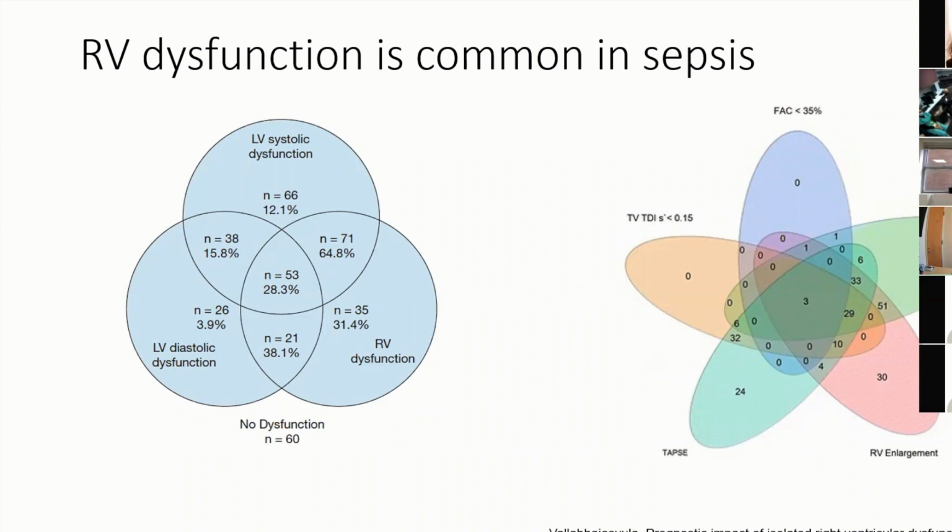On the left, this was our study in Utah, where we categorized patients into systolic or diastolic LV and RV systolic dysfunction. You can see about a third of the patients had isolated RV dysfunction, and about half had RV dysfunction of some sort. Now, you can also see on the right side, this is the Mayo Clinic group, where they looked at all these different categories of RV dysfunction: fractional area change, the tissue Doppler S prime that we just talked about, TAPSE, or RV enlargement. And then they said, well, the overall definition of RV dysfunction is whether or not a cardiologist called it that. And you can see that a large number of septic patients had dysfunction.